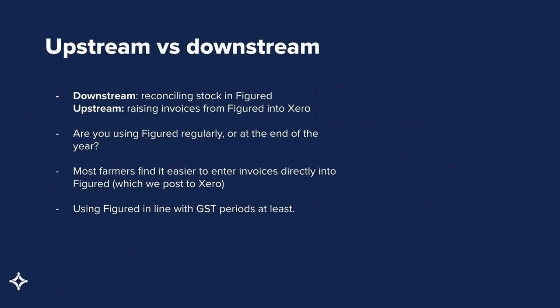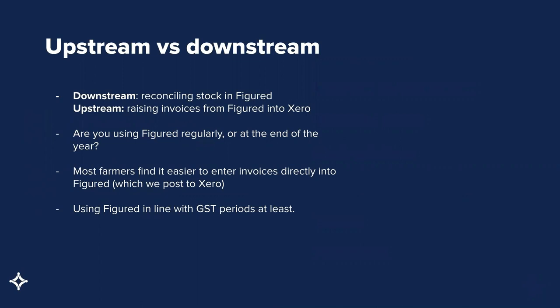Upstream versus downstream. There are two ways to use Figured. Downstream is where you take the dollar amount that's in Xero and then you add a stock class and a quantity that's in Figured. Now that works really well for end of year reporting. However, if you want to be using Figured more regularly, I really recommend doing it upstream, which is where you record the sale or the purchase in Figured first, and then we post it through to Xero.